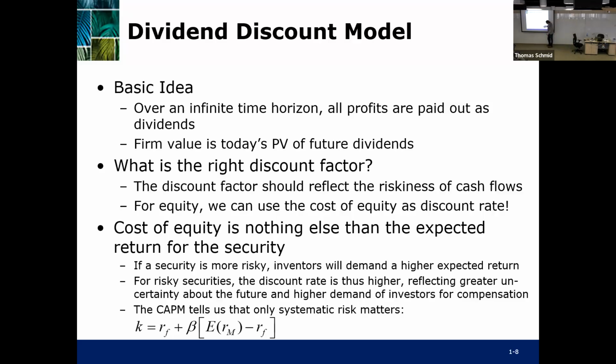We will see that the capital asset pricing model puts this idea into a formula. And what the capital asset pricing model tells us is that the expected return on a stock is nothing else than the risk-free rate plus the market risk premium. The market risk premium is the expected return on the market minus the risk-free rate times beta. Okay?